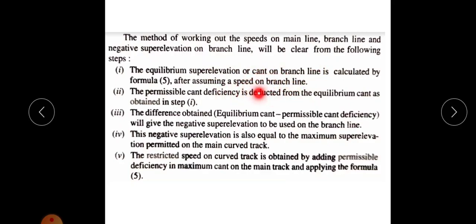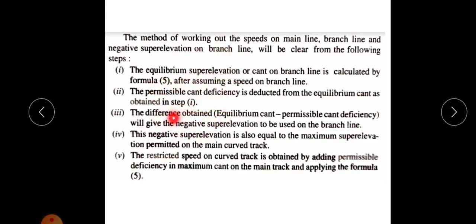Assuming the speed on the branch line, which will usually be given, in the first step we calculate E, the equilibrium superelevation. In the next step, we have to calculate the permissible cant deficiency. From the table there is a permissible cant deficiency for different types of gauge; for broad gauge it is 7.6 centimeters. This is deducted from the equilibrium cant obtained from the first step.